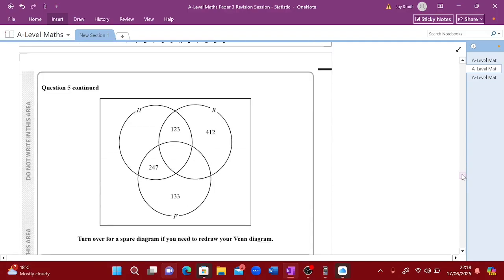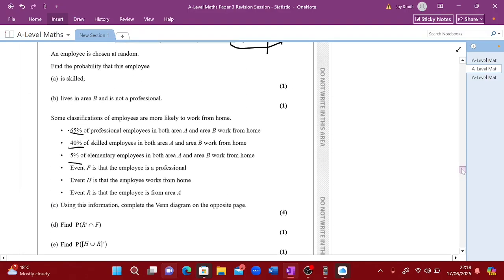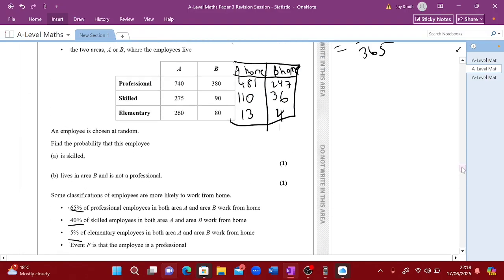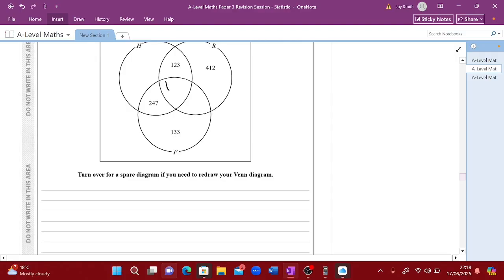So then the triple intersection of H, R, and F: those that are professional, work from home, and from area A. That's just going to be the number there, the 481. That's representing professional here, from area A, and works from home. So the triple intersection is just 481.